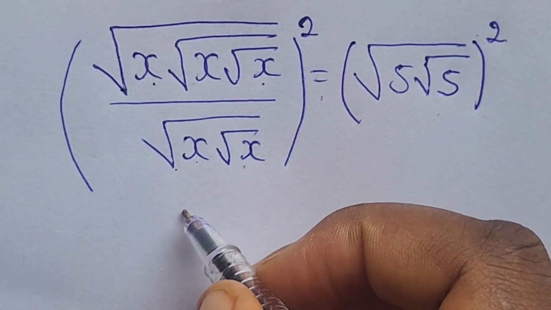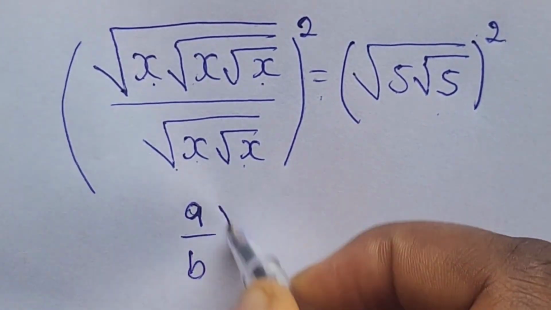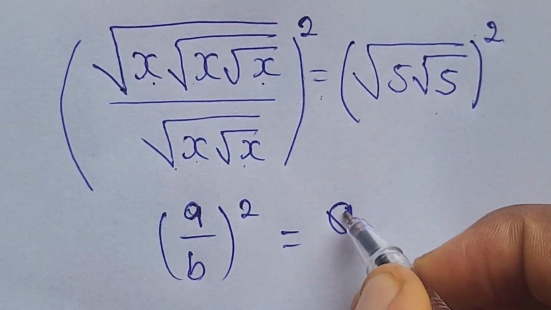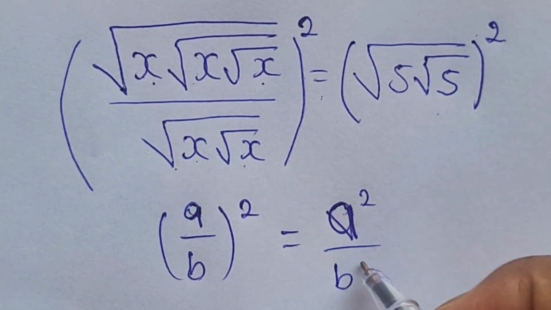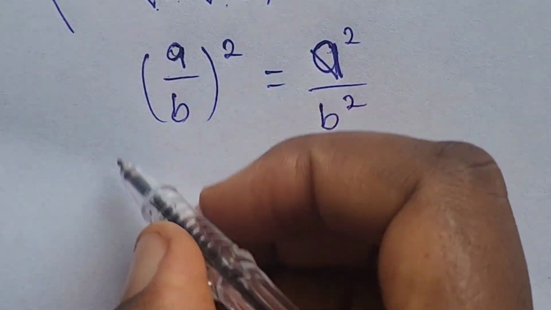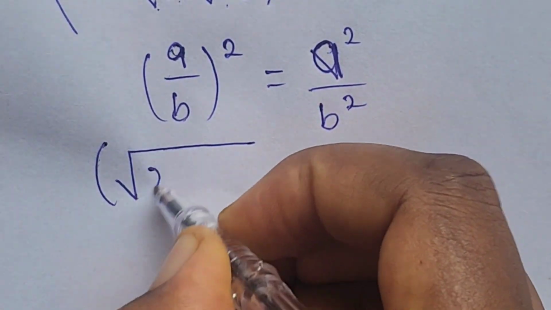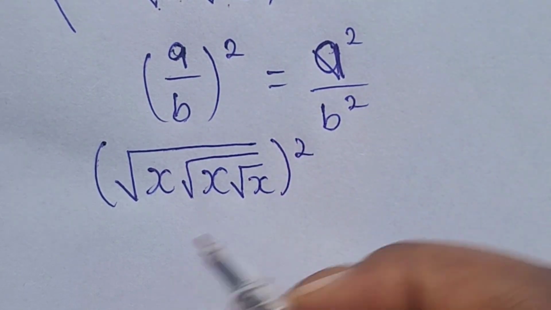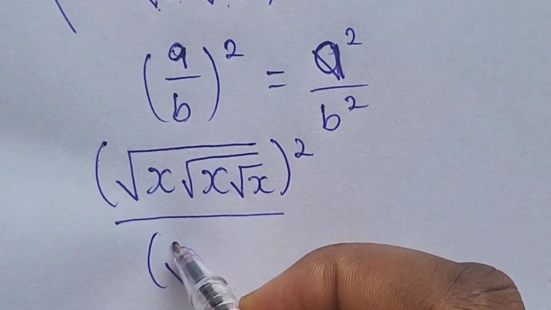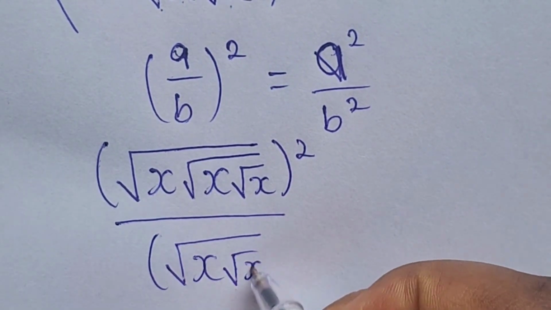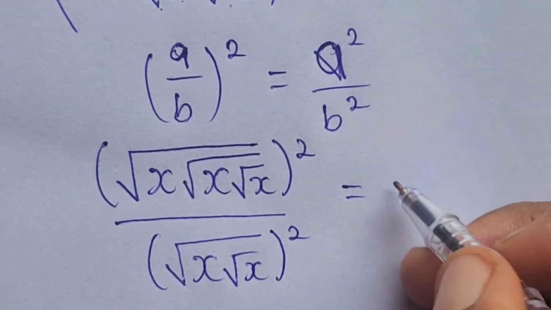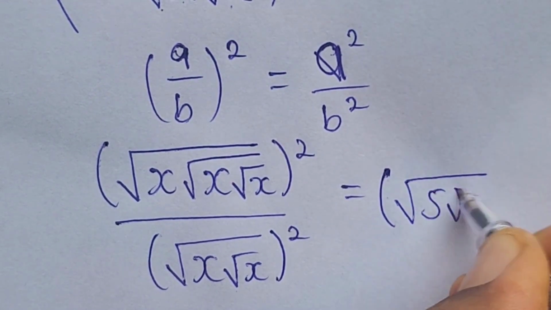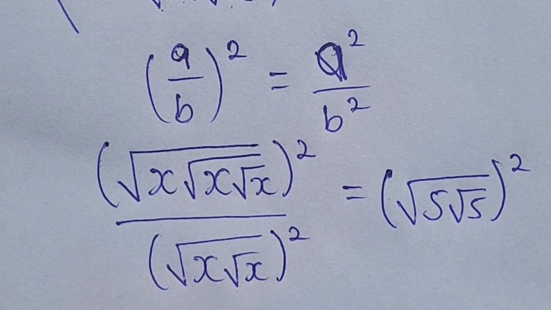When we square both sides, let's recall that when I have a over b all squared, this is equal to a squared all over b squared. So we have square root of x root x all squared all over square root of x root x all squared to be equal to square root of 5 root 5 all squared.